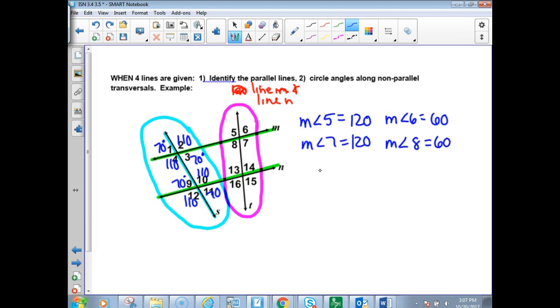Okay. Then we could go down low and hit the measure of angle 13, the measure of angle 14. Let's see what they'd be. Well, they're going to be the same as 5 and 6. Corresponding angles are congruent if the lines are parallel. So we've got 5 and 13 the same. So if 5 was 120, 13 is 120. And if 6 is 60, 14 is 60. And then the measure of angle 16 can't be 120. That's going to have to be 60. And the measure of angle 15 would be 120.